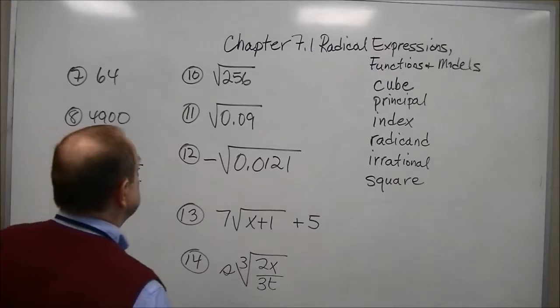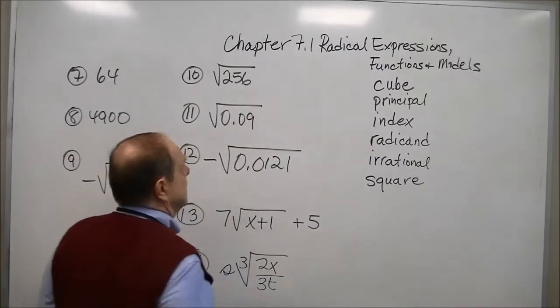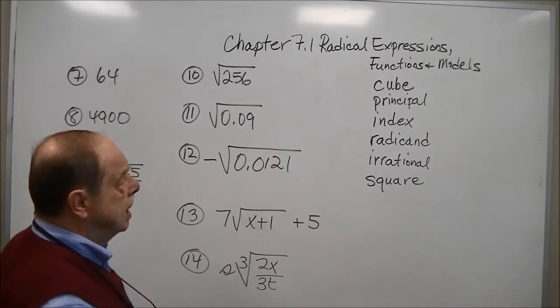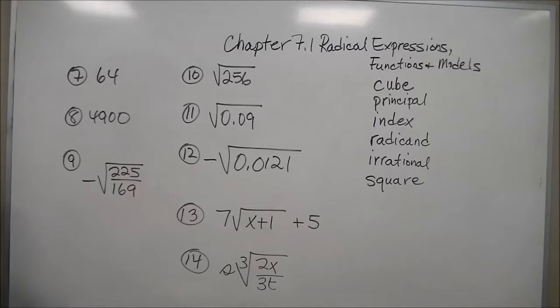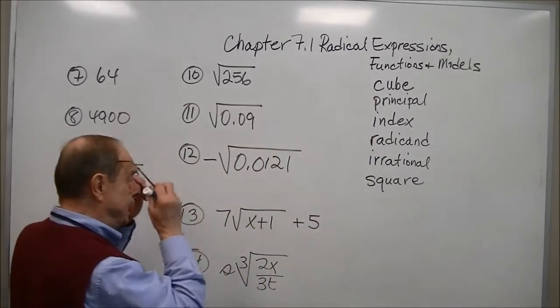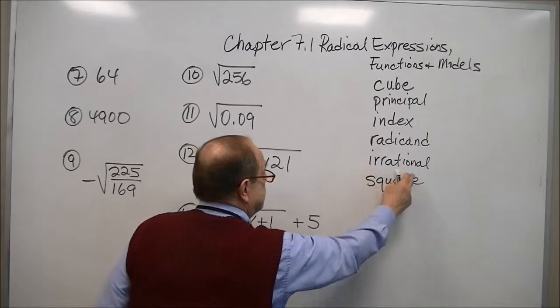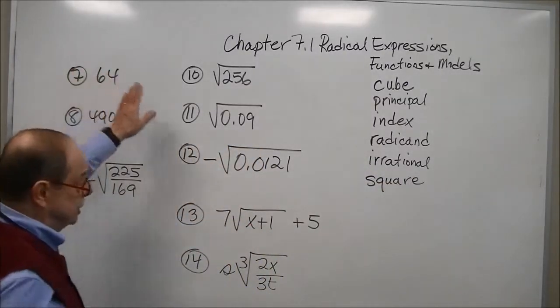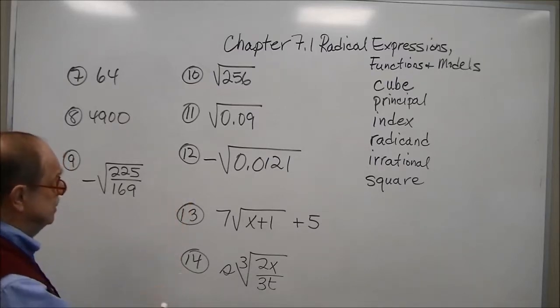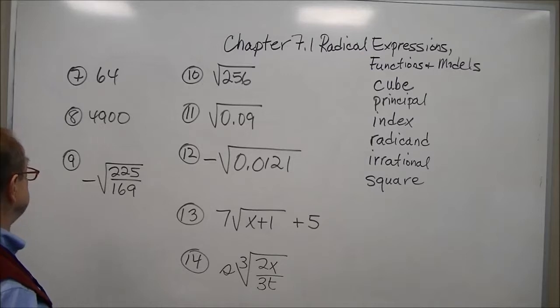All right, going on to topic 7.1, we're dealing with radical expressions, functions, and models. Some of our key words are cube, principal, index, radicand, irrational, and square. Those were in the matching, and I'm assuming you can pick up on that, and we'll mention those as we come to certain things here.